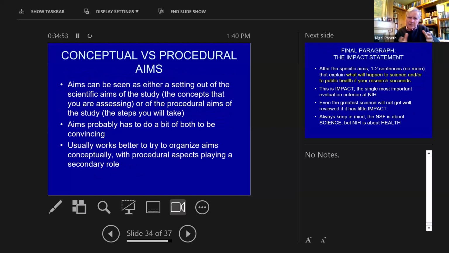Now, sometimes we get into a question: what is an aim? Is an aim what you will do, or is an aim what you're thinking? Is it conceptual or procedural? I think conceptual aims work better than procedural aims. Rather than listing what you will do, we will assemble 300 people and we will do this, that is not as exciting as the idea behind it. And you can provide that setting, those procedures in the paragraphs that precede the actual list of the aims. So I argue for organizing aims conceptually with procedural aspects playing a somewhat secondary role.